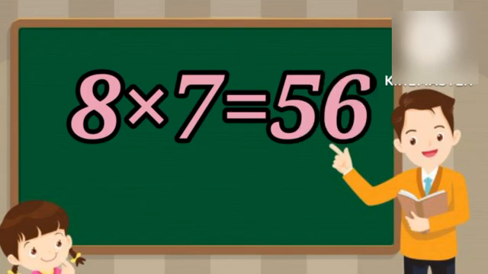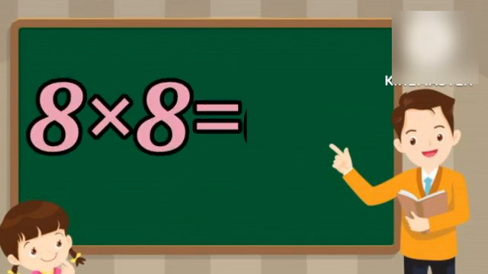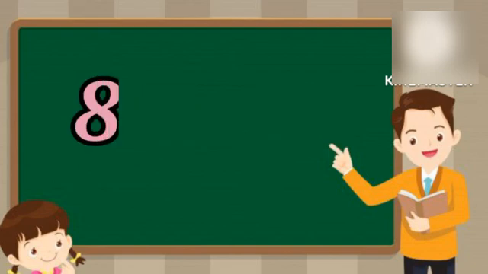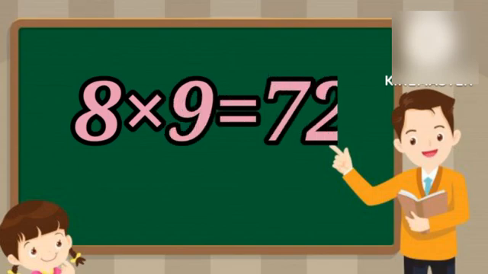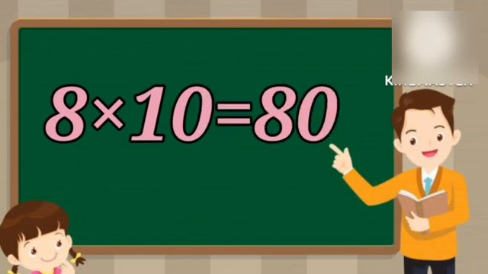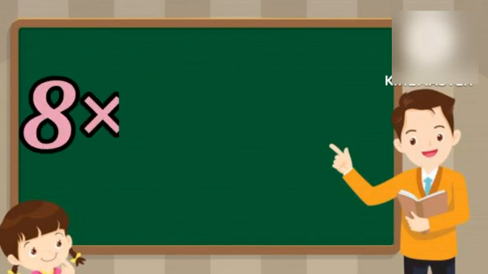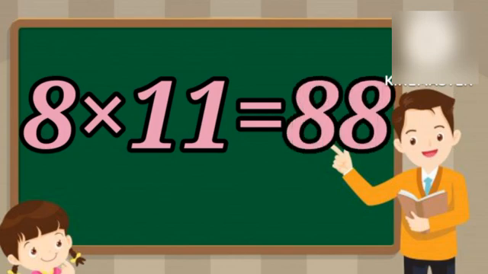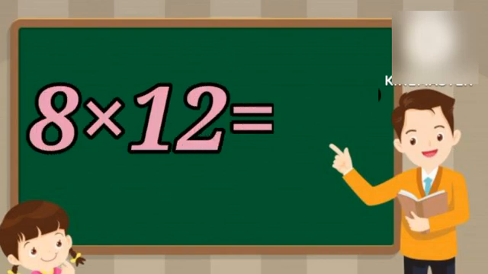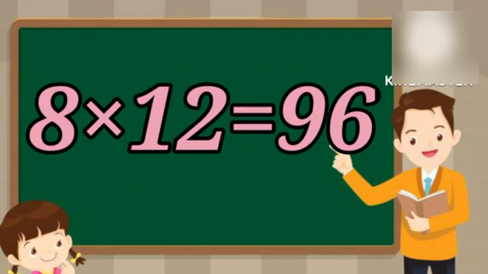8 sevens are 56. 8 eights are 64. 8 nines are 72. 8 tens are 80. 8 elevens are 88. 8 twelves are 96.